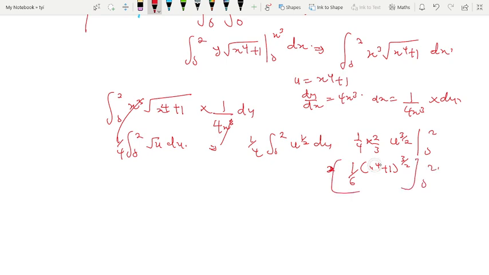So when you put 2 here, you are getting 16. 16 plus 1, 17. Alright, 17. So we're having 1 over 6, open bracket 17 to the power 3 over 2. Then when I put x to be 0, here will be 0, but I'll have 1. So I'll have minus 1, as simple as that. So this is how we change the order or reverse the order of integration. And that's the end of this section.